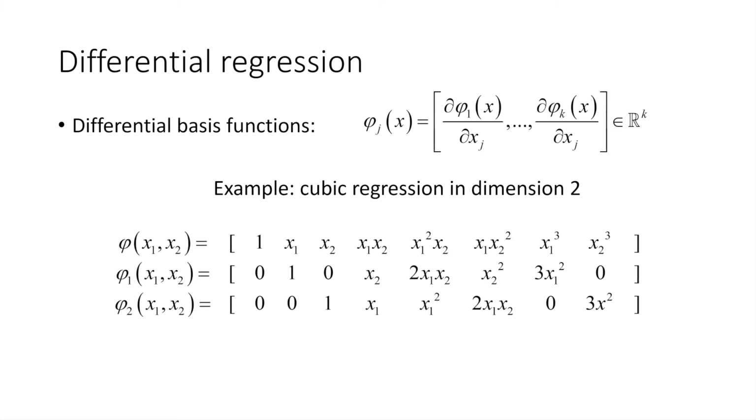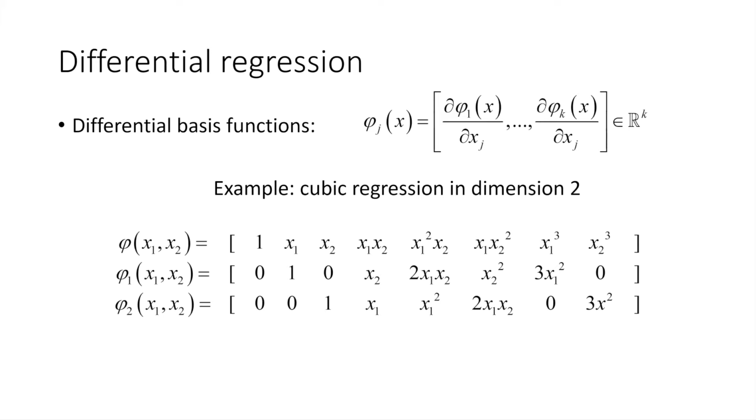The vector phi of basis functions is of dimension 8, where we have 1, x1, x2, x1 x2, x1 square, x2 square, and so on. Phi 1 is the vector of partial derivatives of phi with respect to x1. The derivative of 1 is 0, the derivative of x1 is 1, the derivative of x2 is 0, the derivative of x1 x2 is x2, and so forth. Similarly, phi 2 collects the partial derivatives of phi with respect to x2.